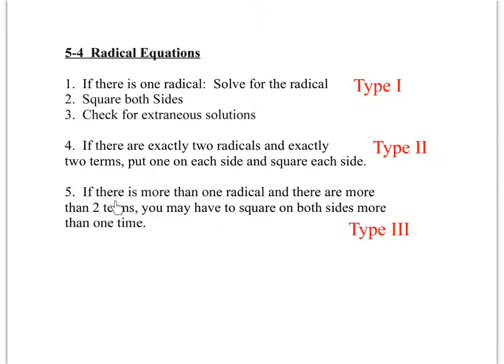If there is more than one radical and other terms, then you may have to square both sides more than one time. This is a Type 3, and this requires a little more work, and we shall do these ones in class.